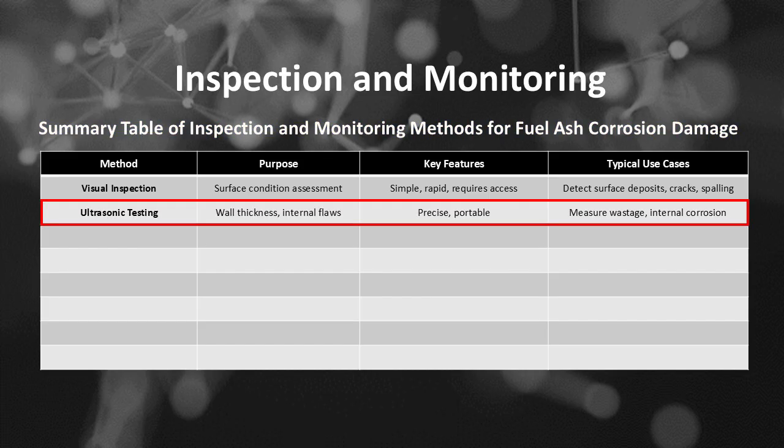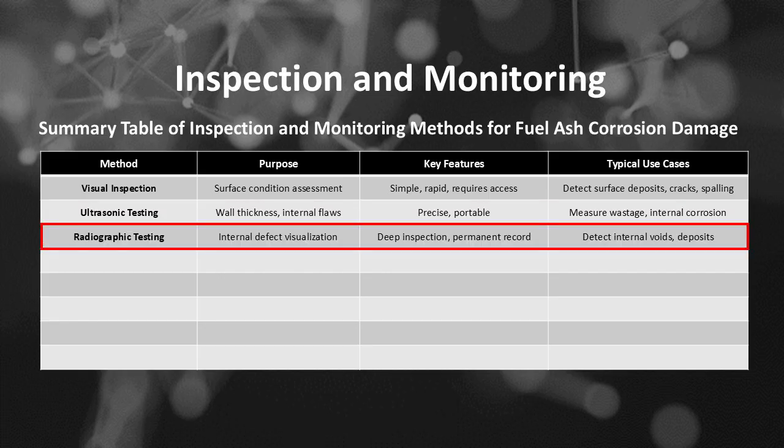If the method in use is ultrasonic testing, its purpose is wall thickness and internal flaws. The key feature of this method is that it is precise and portable. Its typical use cases are to measure wastage and internal corrosion. If the method in use is radiographic testing, its purpose is internal defect visualization. The key features are deep inspection and a permanent record. Its typical use cases are to detect internal voids and deposits.